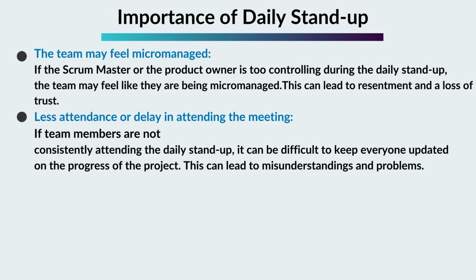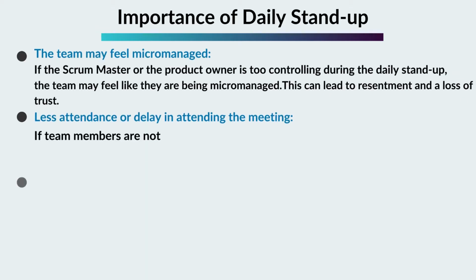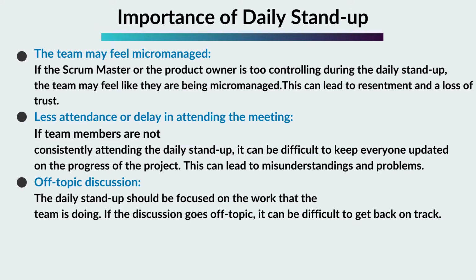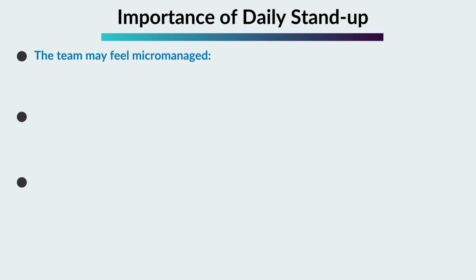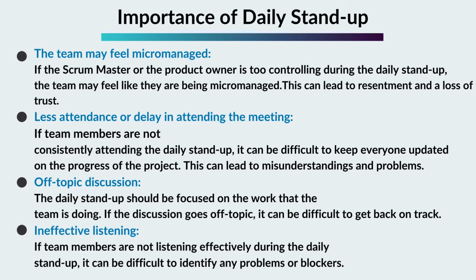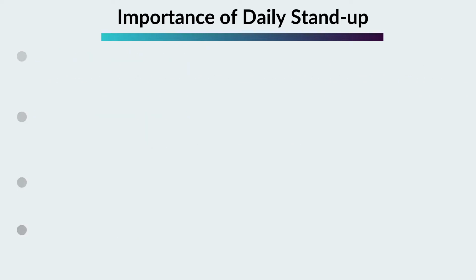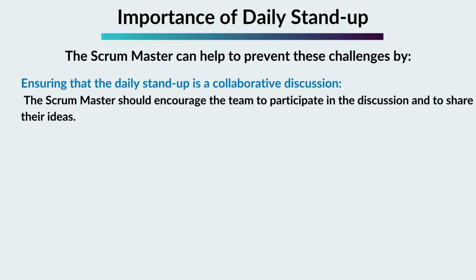Off-topic discussion. The daily stand-up should be focused on the work that the team is doing. If the discussion goes off-topic, it can be difficult to get back on track. Ineffective listening. If team members are not listening effectively during the daily stand-up, it can be difficult to identify any problems or blockers.